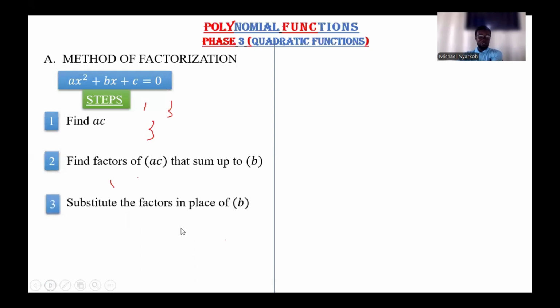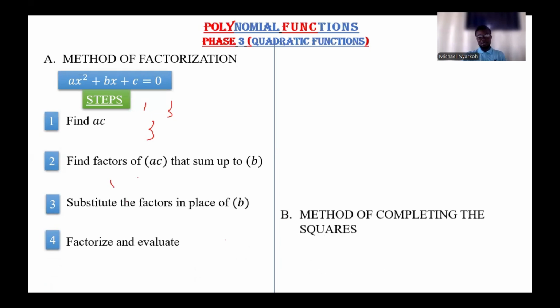And now, step 3, we substitute the factors in place of B. Is that okay? Perfect. Finally, we factorize and evaluate. That's all. Very simple. We will use some examples to explain this further. Let's look at the second method.